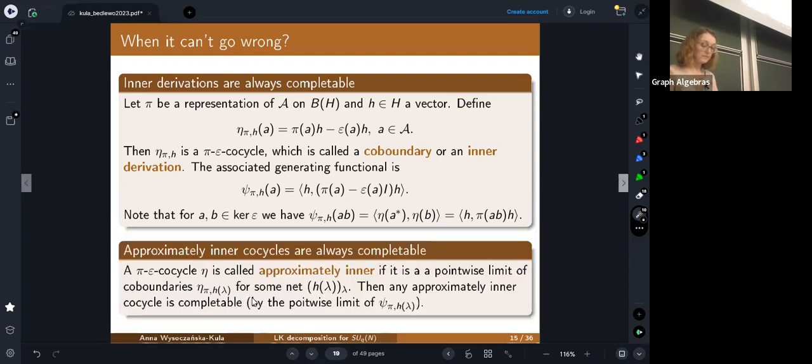Yes. And we can even show a situation which is a little bit stronger. Whenever eta is a pointwise limit of coboundaries with respect to the same representation, then it will also be completable, because if there is a limit of this kind of cocycles when h varies, then there will also be a limit of the generating functionals. So this kind of cocycles, which we call approximately inner, will also be completable.